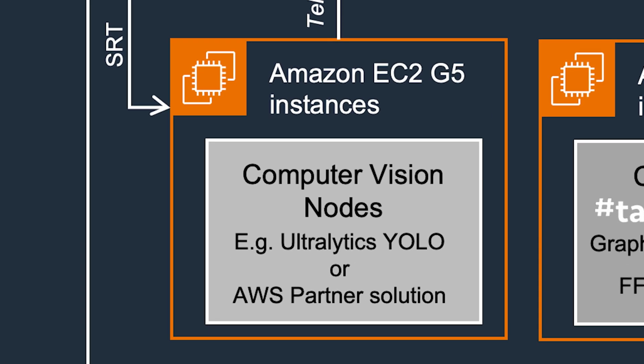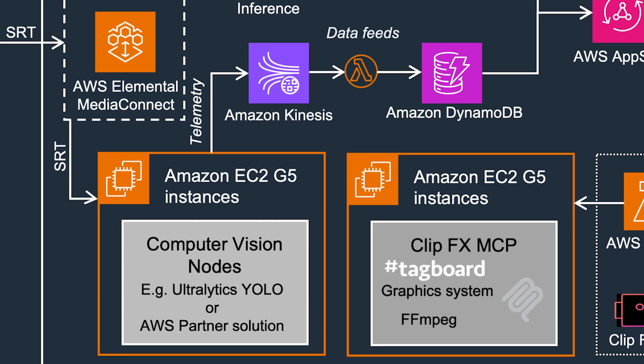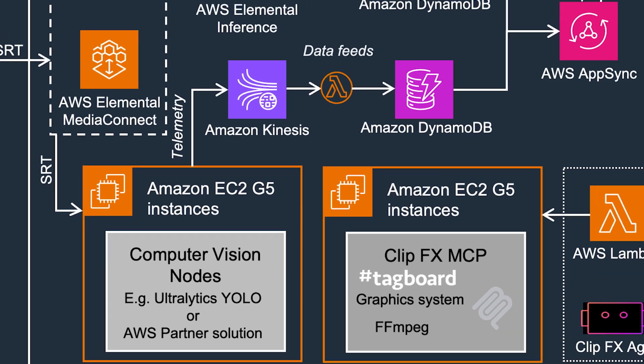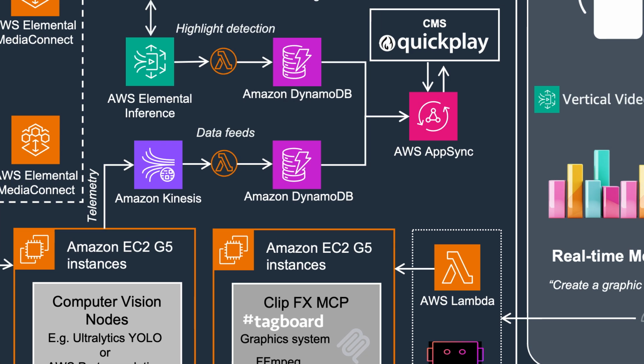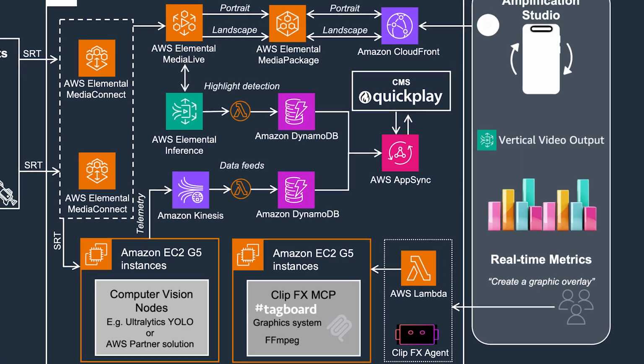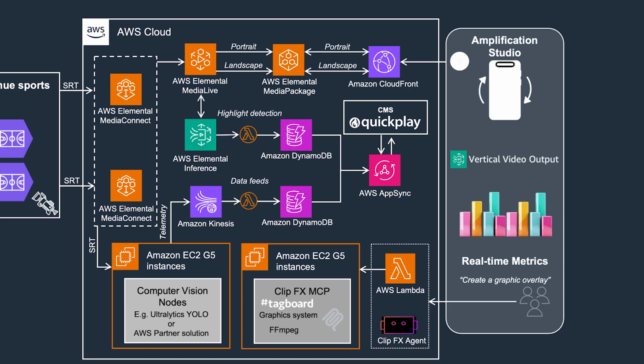In parallel, the courtside vision processor is running a YOLO pipeline on a GPU-based Amazon EC2 instance, pushing a feed of those structured shot events through Amazon Kinesis. Now, both of those parallel feeds flow into the same AWS AppSync API that loads the clips into the content management system from AWS partner QuickPlay and to deliver the experience to the end user.